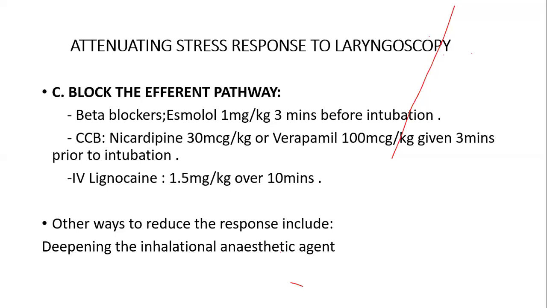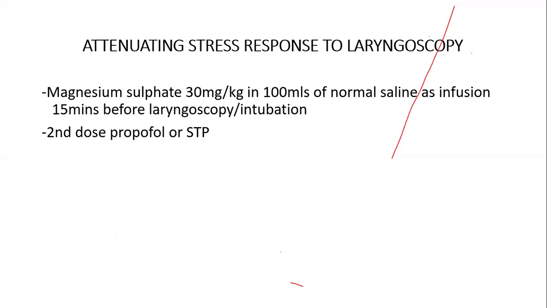Then other ways to reduce this response include deepening of our inhalational anesthetic agents, administration of magnesium sulfate at a dose of 30 milligrams per kg in 100 ml of normal saline, as an infusion over 15 minutes before laryngoscopy and intubation. Then a second dose of propofol and STP is also very important.